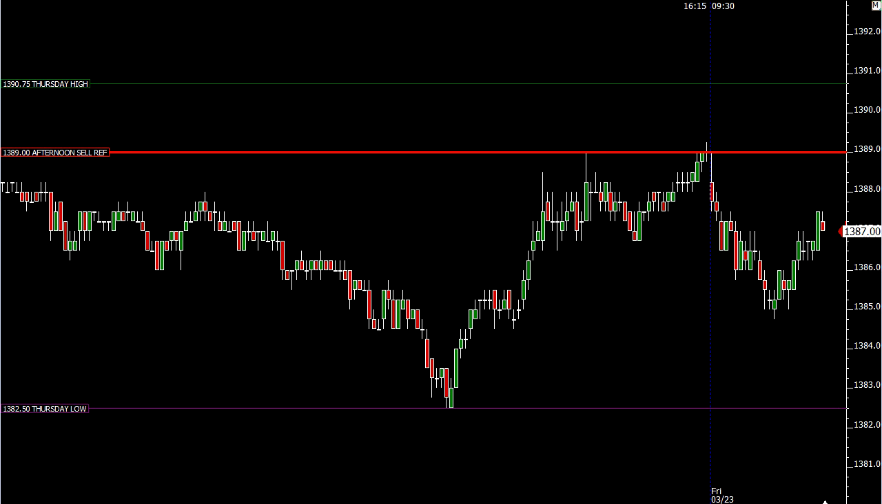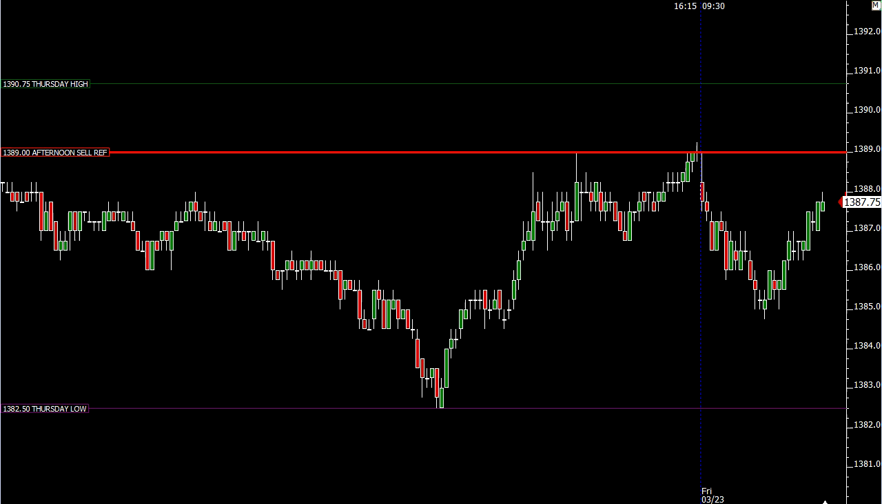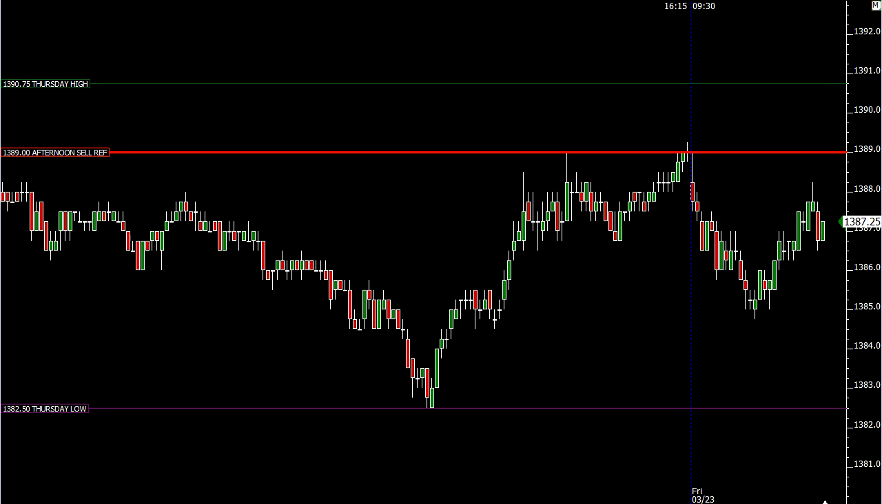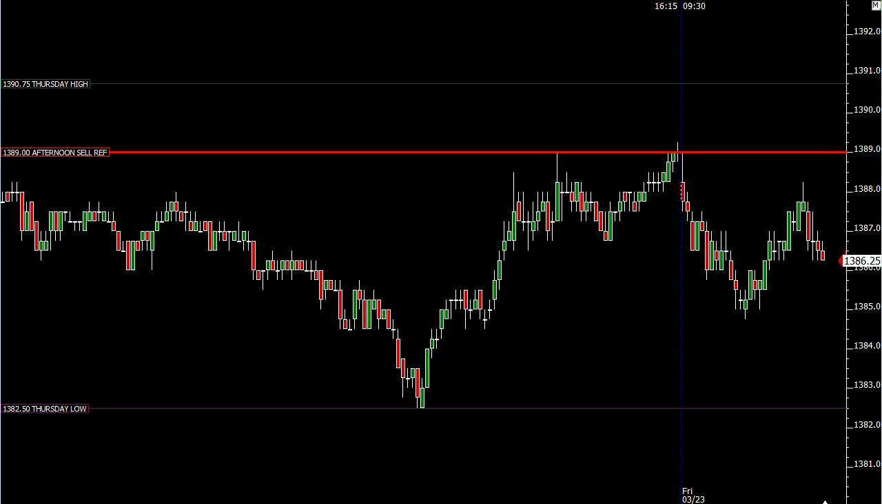Okay, so we go all the way back up and test the opening price at 88. Actually 88.25. So right now that probably has you questioning whether you want to take the trade at all.